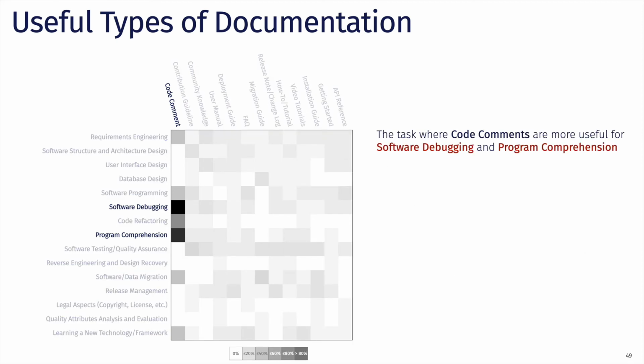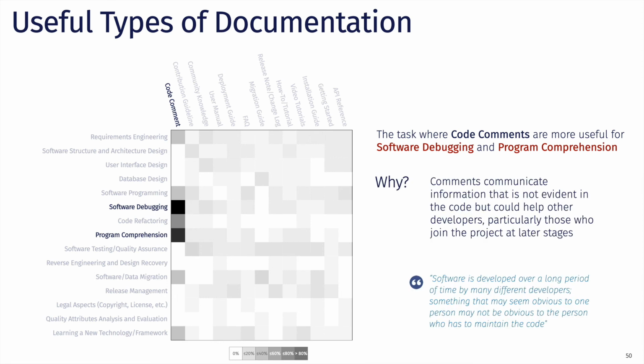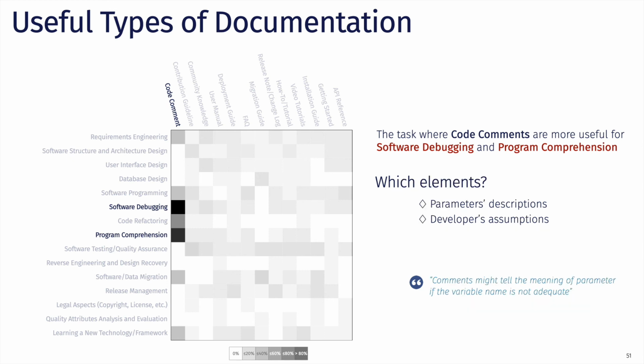A quick glance at the chart, we found that code comments are perceived useful mostly for two quite related tasks, namely software debugging and program comprehension. This confirms that the context is essential in the documentation recommender systems aimed at automatically generating documentation. When we asked participants about their choice, participants stressed code comments can communicate information that is not evident in the code, which is essential for those who join the project at later stages.